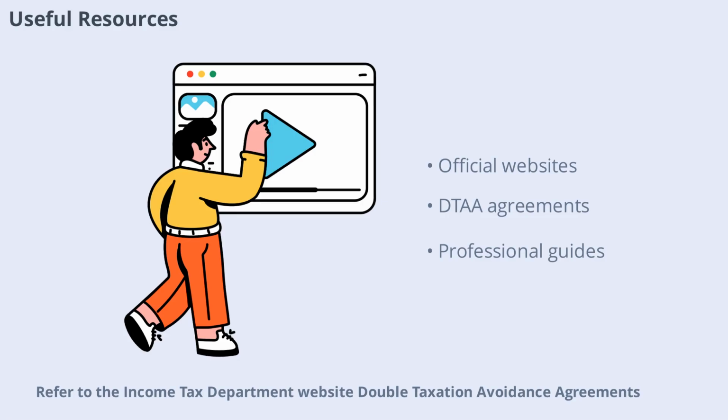Refer to the Income Tax Department website, Double Taxation Avoidance Agreements, and Professional Tax Guides for more information. These resources provide up-to-date rules and examples to help you determine your residential status and tax obligations.